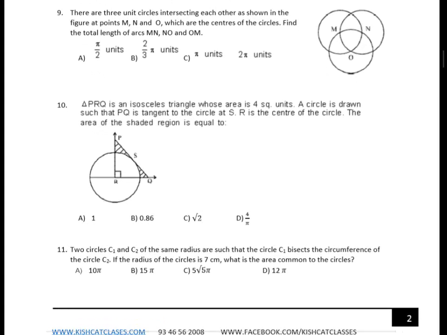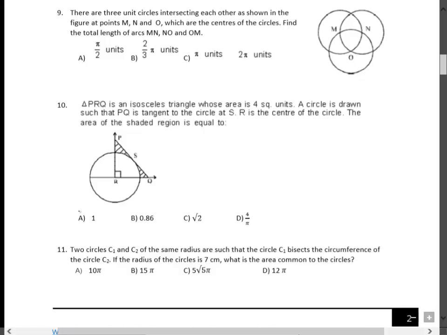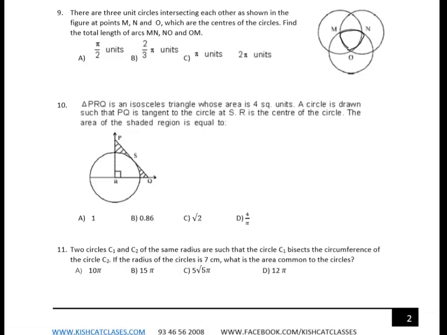There are 3 unit circles intersecting each other as shown in the figure at points M, N and O, which are the centers of the circles. Find the total length of arcs MN, NO and OM. So it means that we just need to find the lengths of these 3 things. Now try to use the information given in the question statement. We know that the radius is 1 centimeter and we need to find the whole thing.